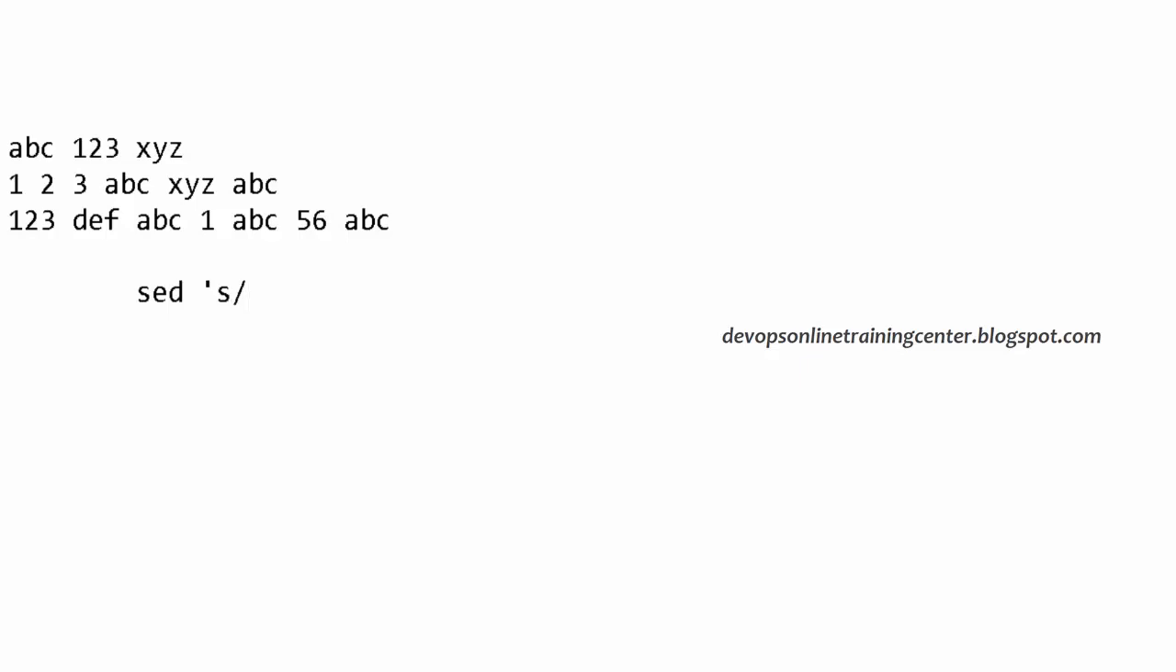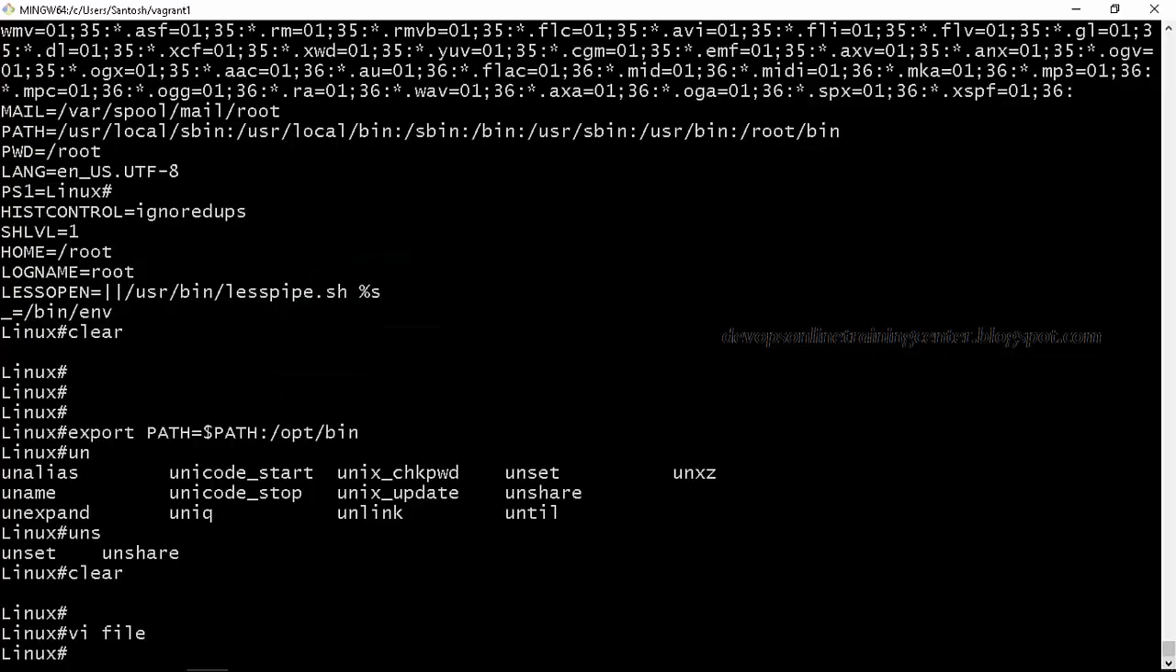So I say substitute ABC with, let us say, some number 888, slash, the occurrence, is it first or second or third, and then the file name, right? So this will replace this ABC and this ABC and this ABC with 888. If you're doing some kind of automation and you want to replace something, we can use sed. So let us try that.